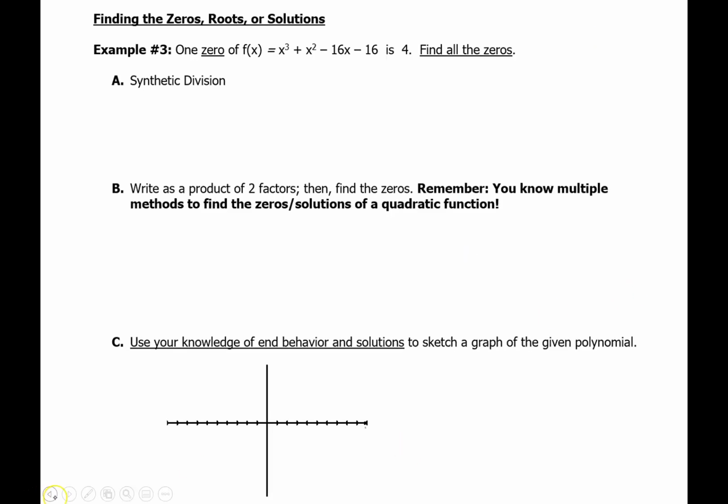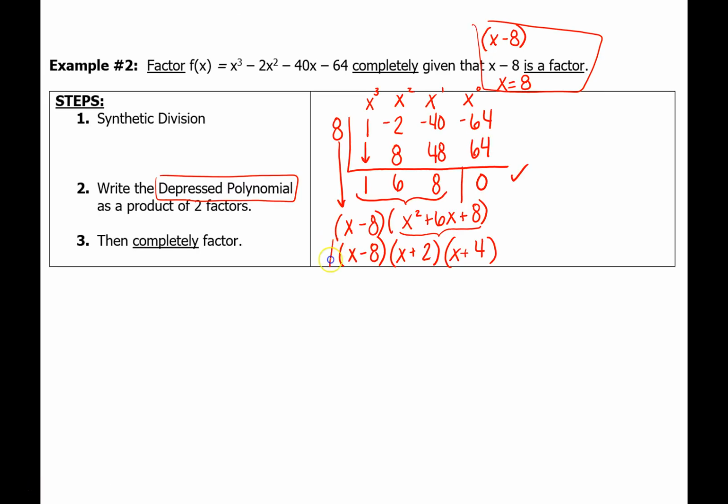All right, so I factored that completely, which means x minus 8 times x plus 2 times x plus 4 is my completely factored polynomial f of x that started as a 3rd power. If I were to FOIL all of these or distribute all of these back together, I could check because it would give me back my original problem.